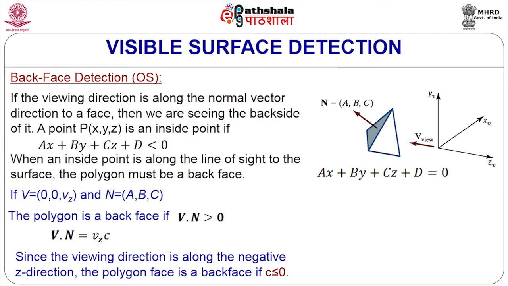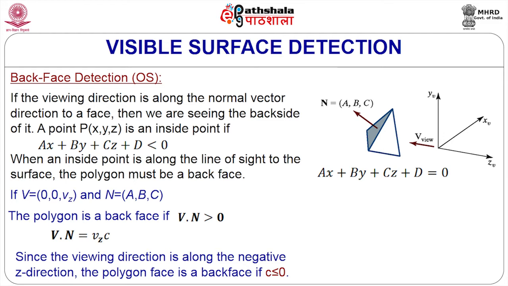Okay. So, when you take the dot product, the polygon is a back face if the dot product between the two vectors is greater than 0. We also have to consider that Vz is negative. V dot n is equal to Vz into C, because A into 0, B into 0, and Vz into C is the dot product. That is what is left out of the dot product. This dot product has Vz, which is negative in fact.